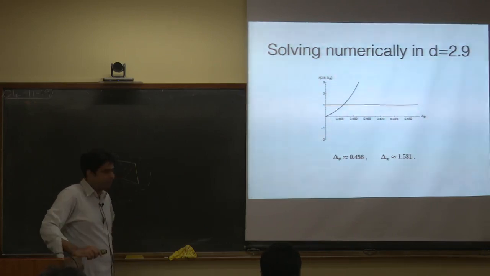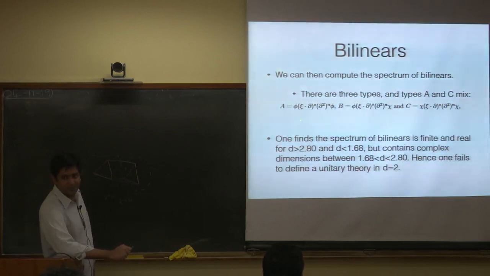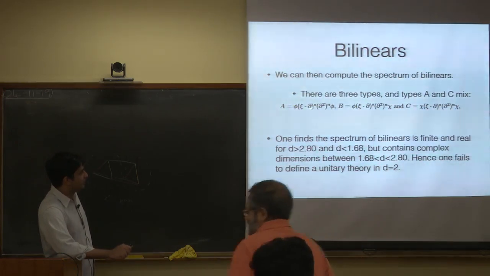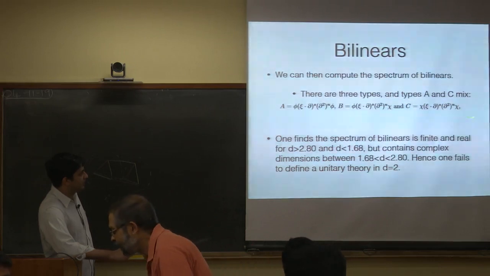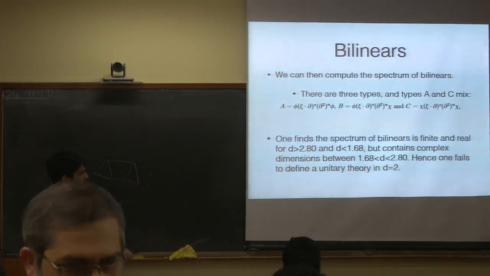Yeah. So it looks like there isn't one, okay. So then you can look for bilinears, and there are 3 different bilinears: phi bilinears, phi chi, and chi bilinears. The bilinears of types A and C mix, so that gives you slightly more equations. But we can still solve as before.